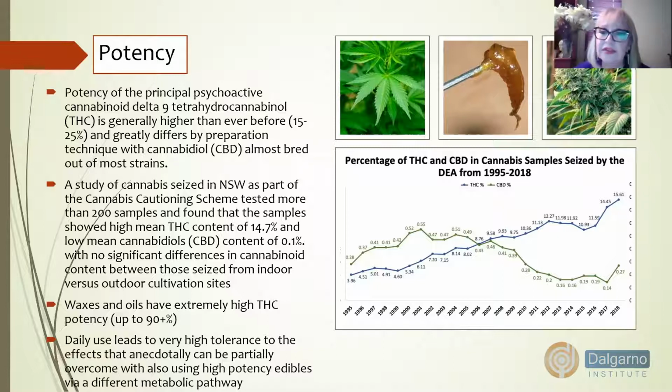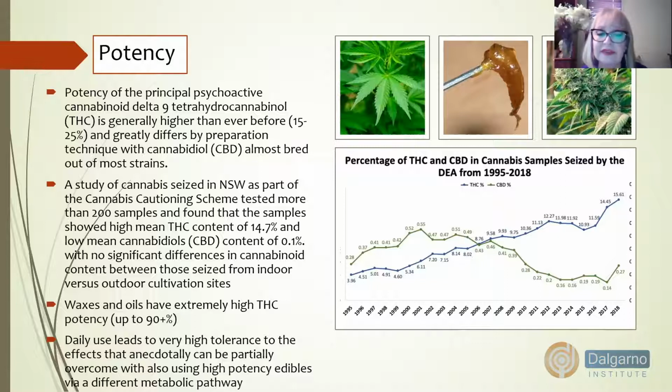We also looked at the myth about bush bud being a much safer product than hydroponic, for example. Well, we didn't find any support at all for that mythology, where we looked at known seizures from indoor and outdoor cultivation sites, and there was no difference in the potency. It's related to the seeds. It's not related to how they're grown.